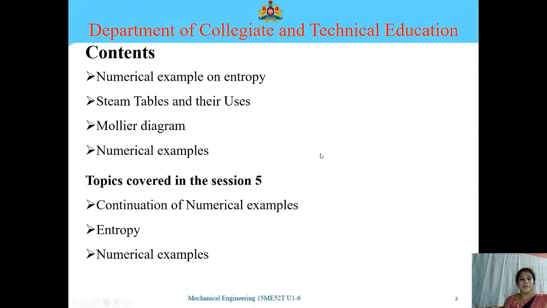Okay, so in the previous session, that is in session 5, we solved the problem on how to find out the internal energy. That is, we know that the internal energy is the difference between the enthalpy and the work done. Keeping that basic formula in mind, we found the internal energy for the different conditions of the steam. So next what we did, we studied the definition of entropy.